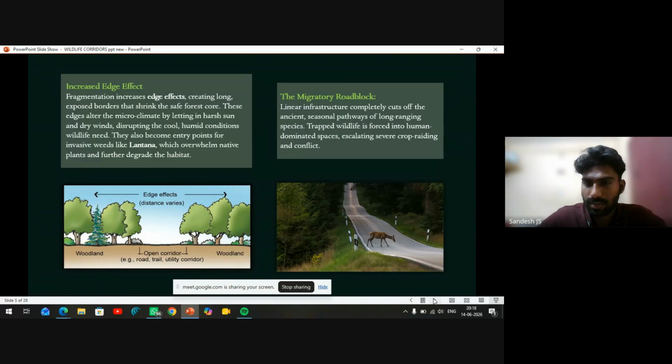So, as I mentioned earlier, when their seasonal pathways are blocked by roads and highways, they will navigate into human-dominated landscapes. And when they enter a human-dominated landscape, they will forage, basically on crops and other things, which will escalate the human-animal conflict. So these are the causes of the crisis of habitat fragmentation.